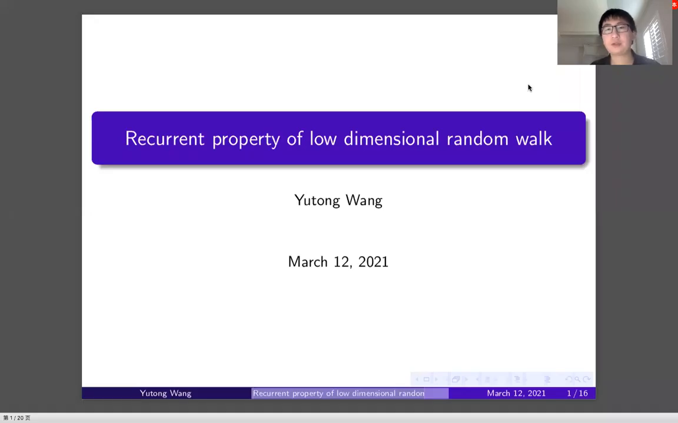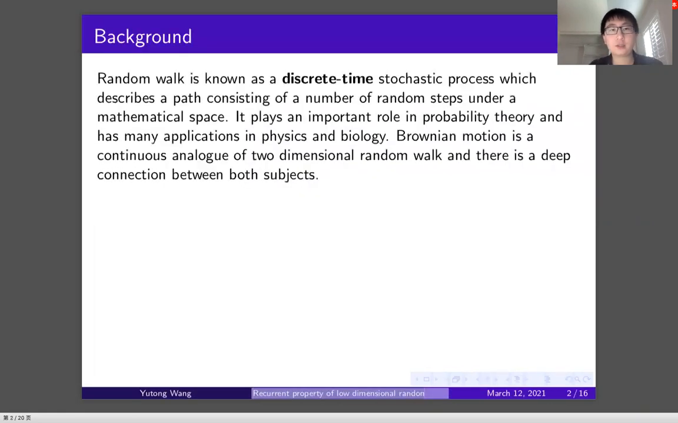In this presentation, I want to talk about the random walk and use some practical problems to introduce the recurrent and transient properties of random walk. Random walk is known as a discrete stochastic process, which describes a path consisting of a number of random steps under a mathematical space. It has many practical applications in physics, biology, and finance.